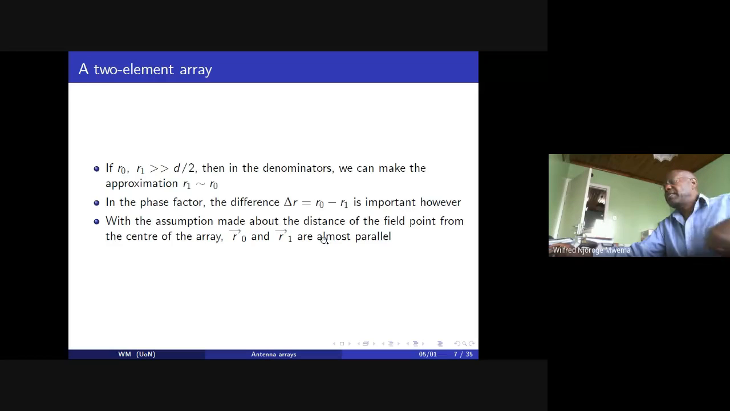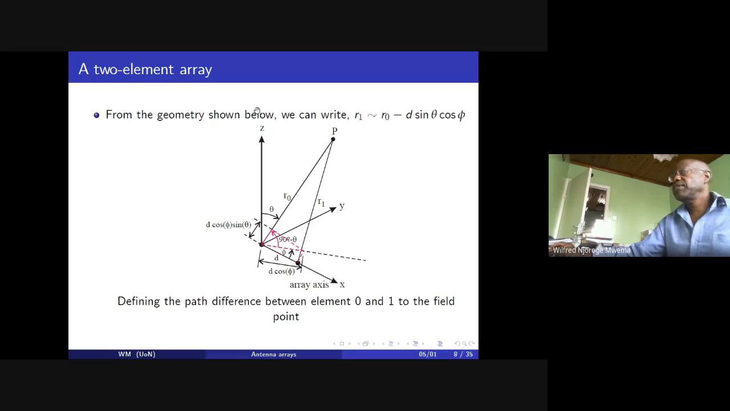So with the assumption made about the distance of the field point from the center of the array, the vector R0 and the vector R1 will be almost parallel. From the geometry shown, we can write that R1 is approximately R0 minus d sine theta cos phi. Here we have rotated our figure a little so that we have the y direction and the x direction. All we are saying is that we are looking at the field point P.